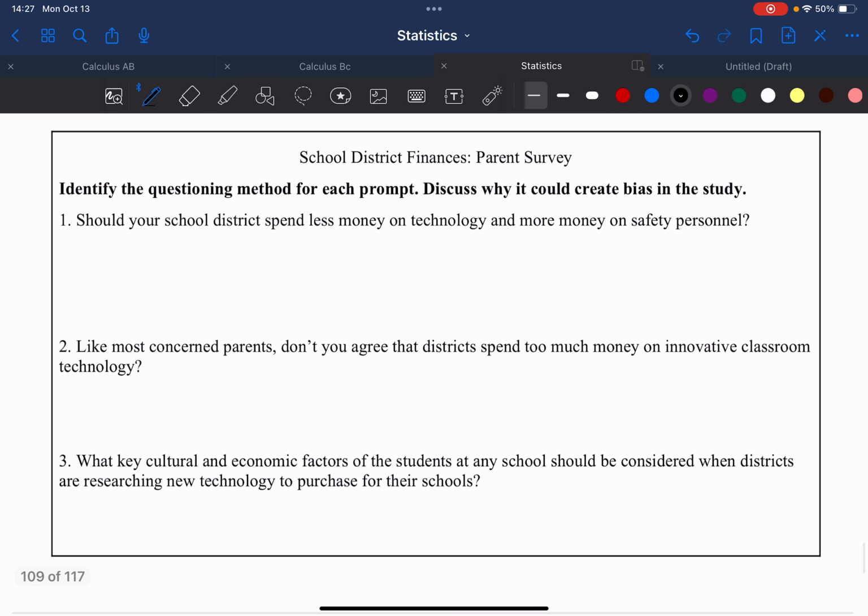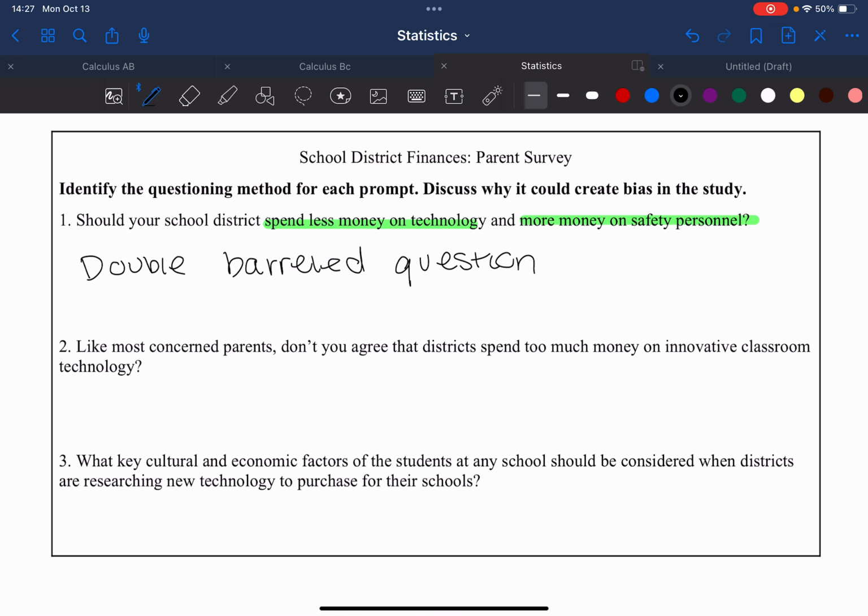Okay, the last example, it says, identify the questioning method for each prompt. Should your school district spend less money on technology and more money on safety personnel? This is a double-barreled question. Because how are you supposed to answer yes or no if you have two opinions on each of them? So what if I want to spend more money on technology and more money on safety personnel?